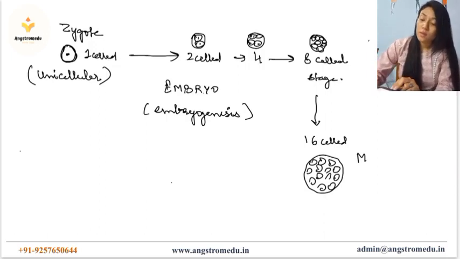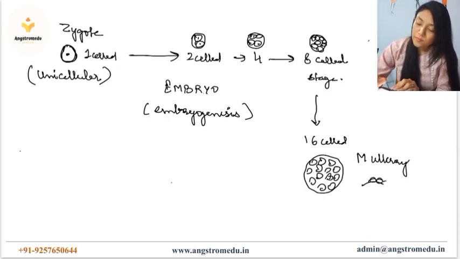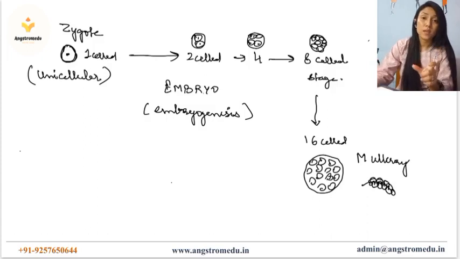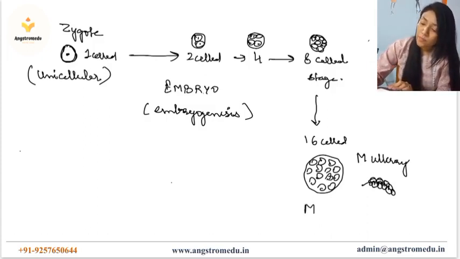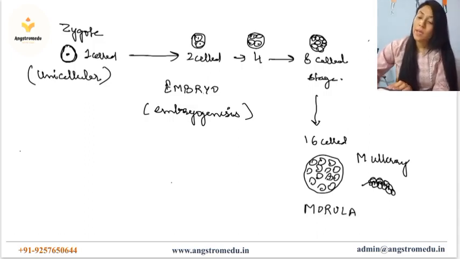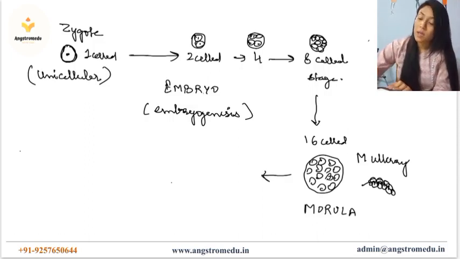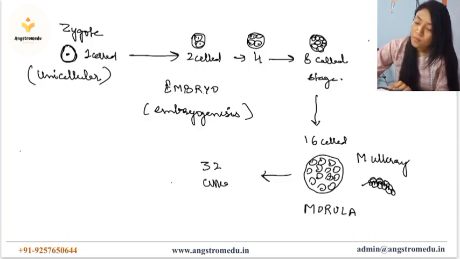What is mulberry? You must have seen the mulberry fruit. Now, what is the shape of mulberry? It looks like this. Mulberry-like appearance. And on the basis of this mulberry-like appearance, this 16 cell stage is named as morula. Okay, and after the formation of morula, this developing embryo again divides and forms 32 celled stage.